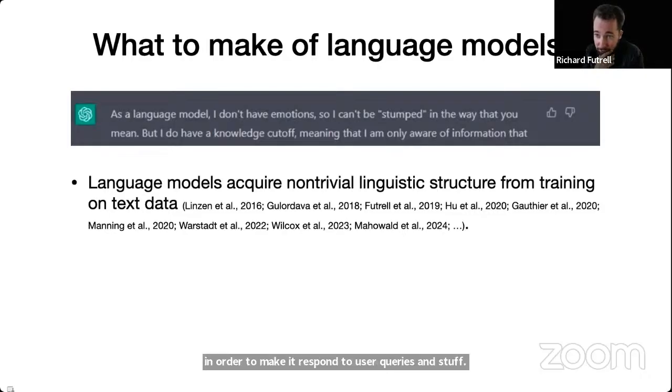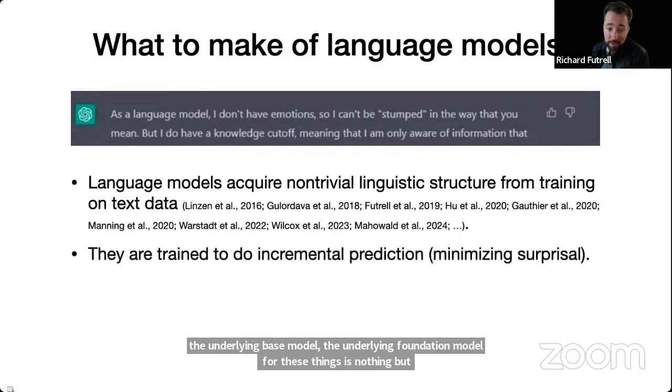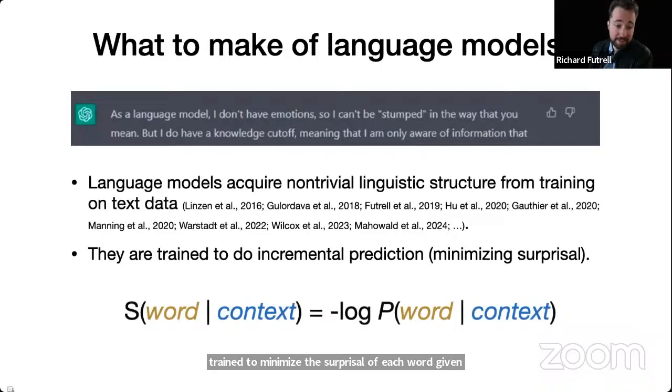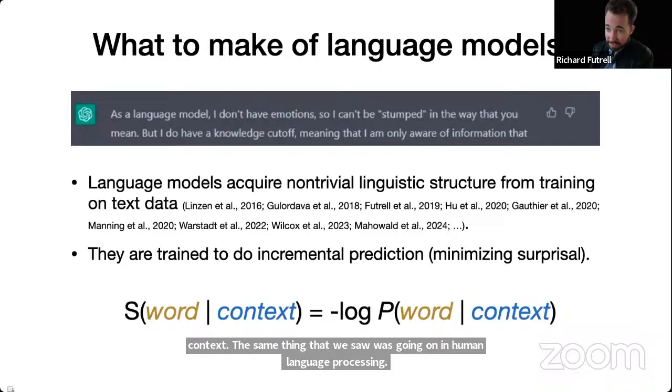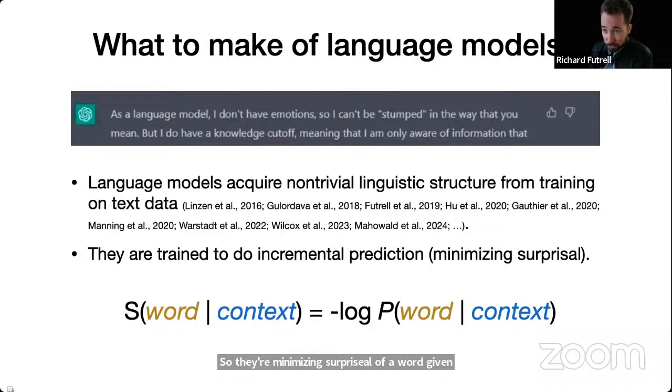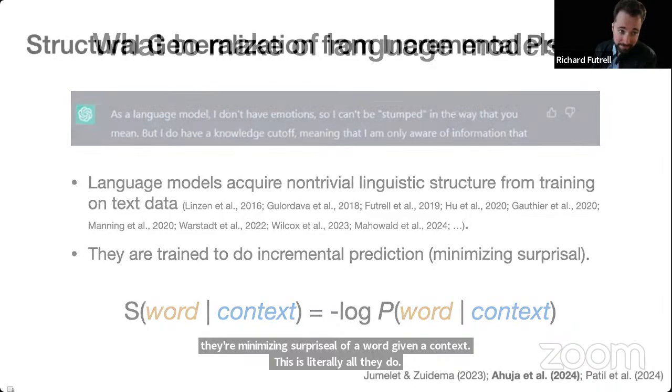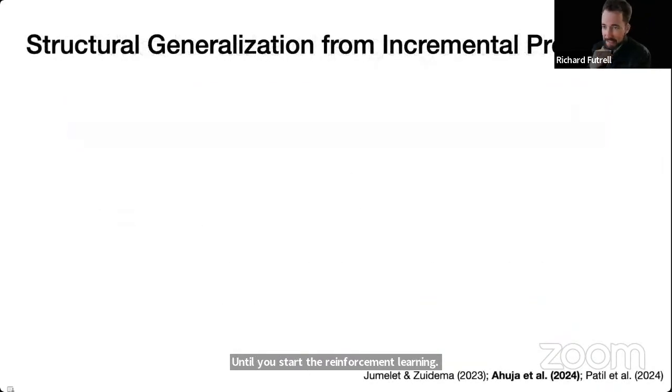But the underlying base model, the underlying foundation model for these things, is nothing but an incremental text predictor. They're trained to do incremental prediction. They're trained to minimize the surprisal of each word given context, the same thing that we saw was going on in human language processing. This is literally all they do until you start the reinforcement learning. And what's interesting is that their ability to pick up on the structure of language actually seems to be tied up with the fact that they're doing this kind of incremental prediction.